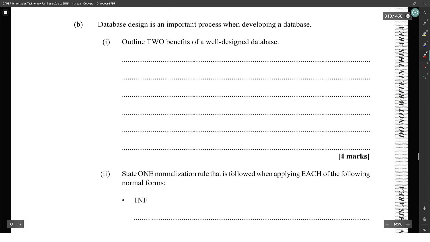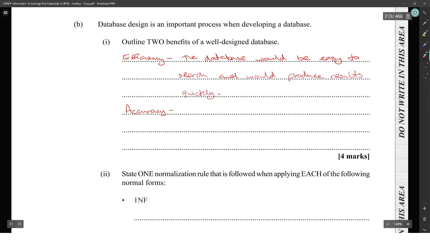All right, database design is an important process when developing a database. Outline two benefits of a well-designed database. Two benefits: it is more efficient. Efficiency is one, and accuracy. Efficiency: the database would be easy to search and would produce results quickly. Accuracy: the data would be correct because there would be verification and validation put in place.